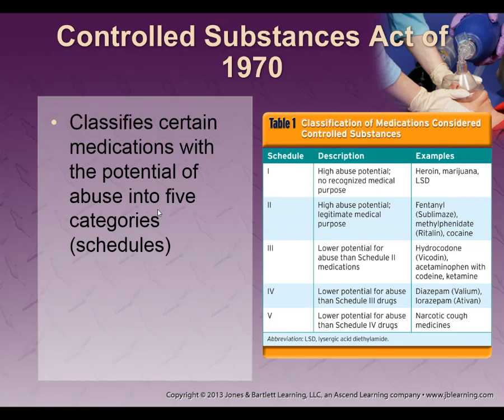A Schedule 3 has a lower potential, but still has medical use. It can be addictive. So, like I said, in the state of Texas, hydrocodone or Vicodin, it's a Schedule 2 drug. In most states, it's a Schedule 3 drug. Ketamine is a Schedule 3 drug. Tylenol with codeine is a Schedule 3 drug. Let me tell you the difference in the doctor's office for a Schedule 2 and a Schedule 3 drug.